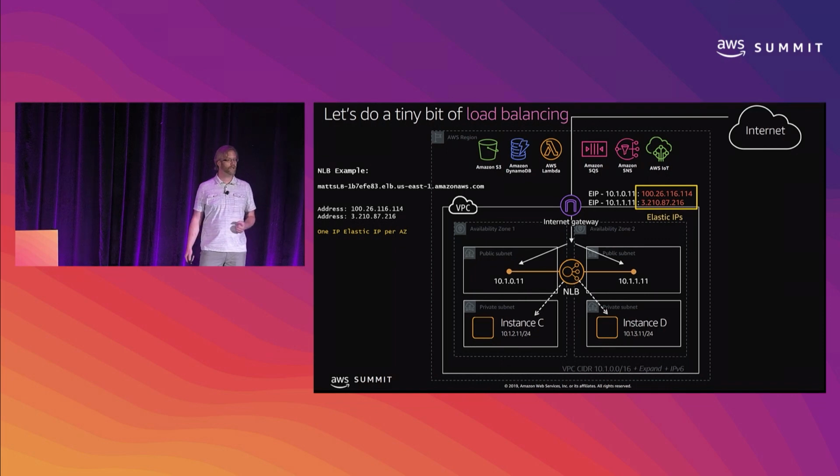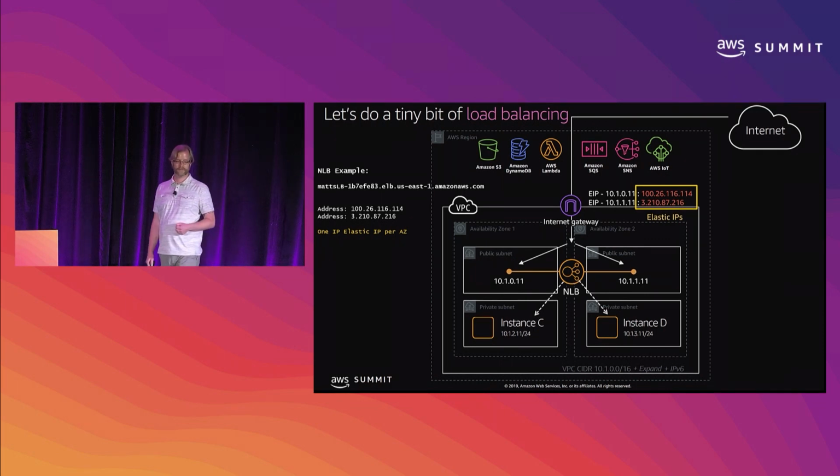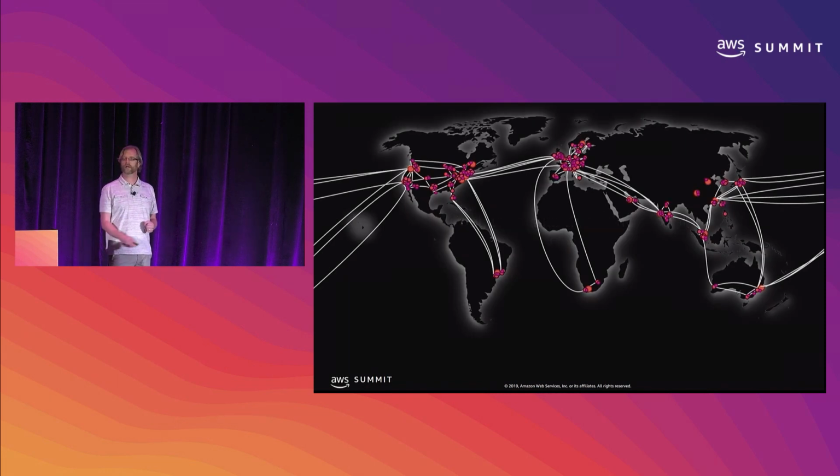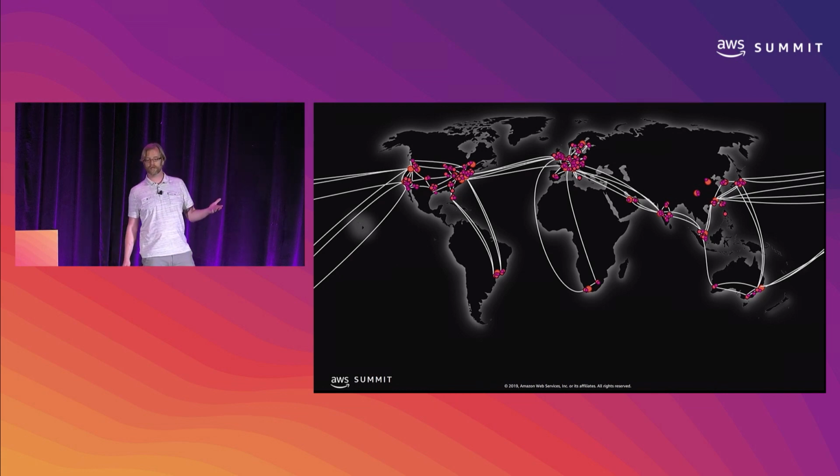If you have to have a whitelist situation, you give them those EIPs. OK, so the next piece is we want to make sure that this can be global. So what do we do? We put it on our different regions all throughout Amazon. We have an Amazon backbone.